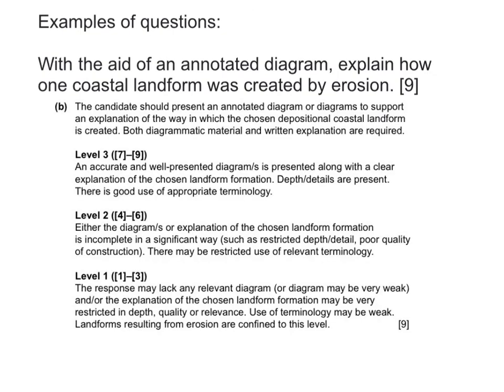As mentioned previously, level 3, an accurate and well presented diagram is presented along with a clear explanation of the chosen landform formation. Depth details are present and good use of appropriate terminology, your keywords, your process of erosion, etc. How did you get on?